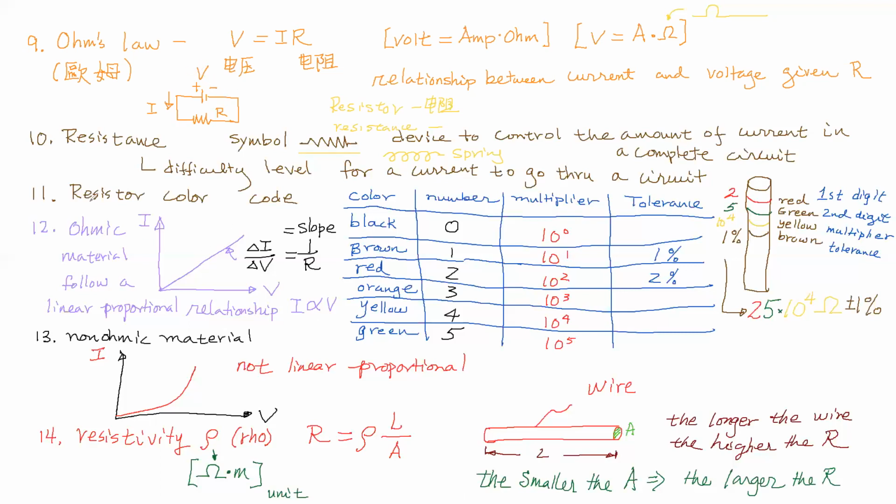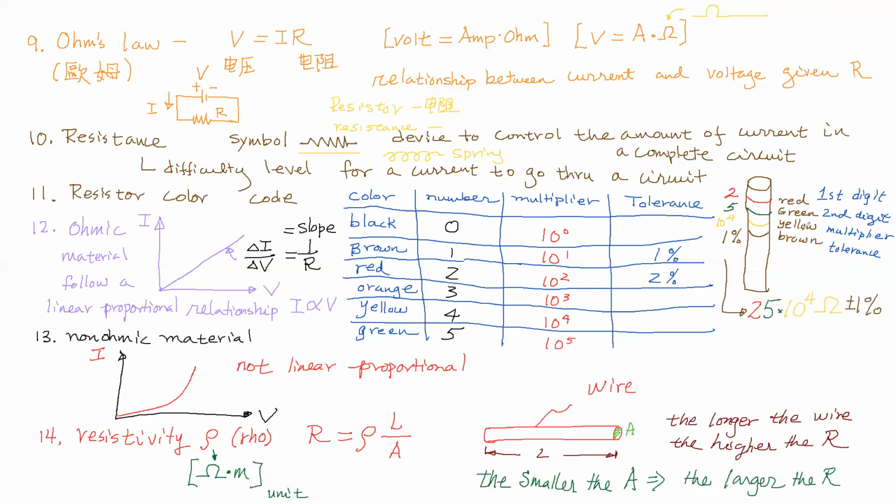Number 11, resistor color code. So we have color here. Can be black, brown, red, orange, and more. And this number corresponds to this color, 0, 1, 2, and the multiplier and the tolerance. So we have a resistor here. We got rings, 1, 2, 3, 4. The first one is red right now. So you go look it up, red right there, and the number is 2. So we put a 2 there. The green is 5. So we put a 5.